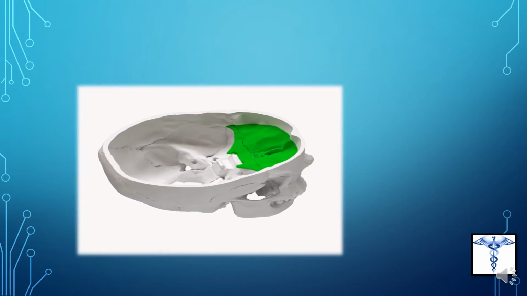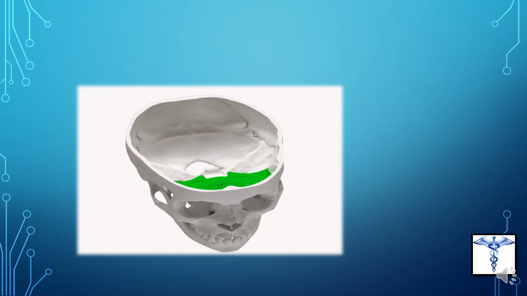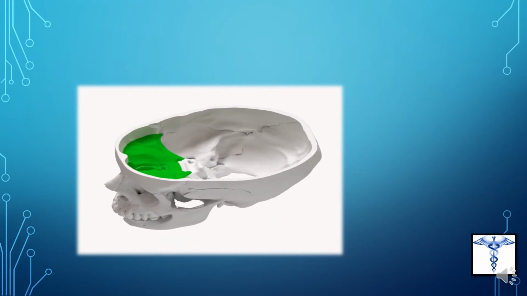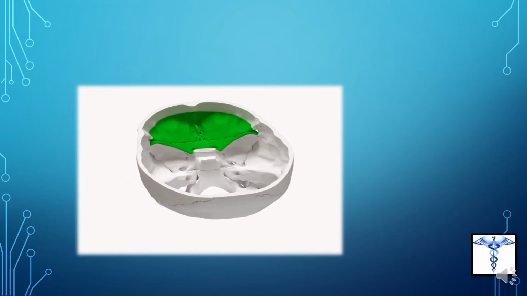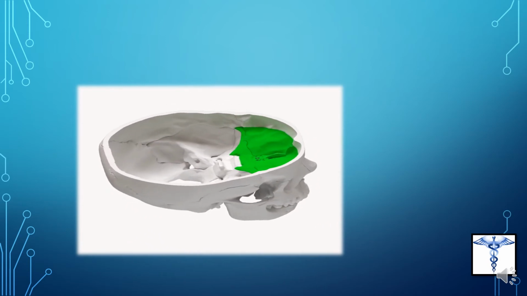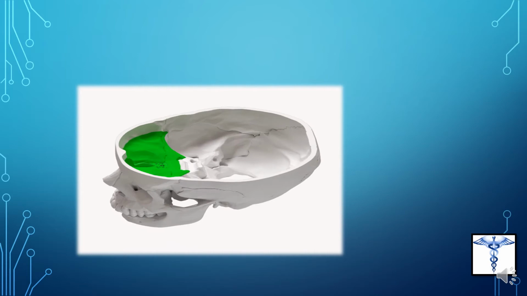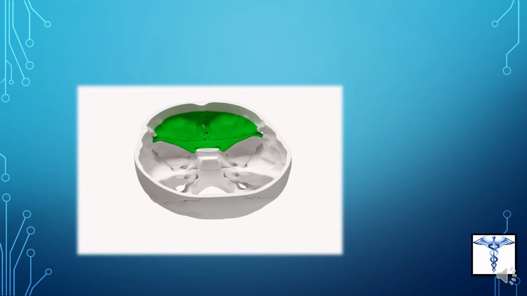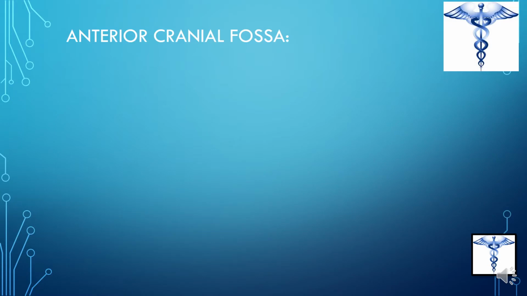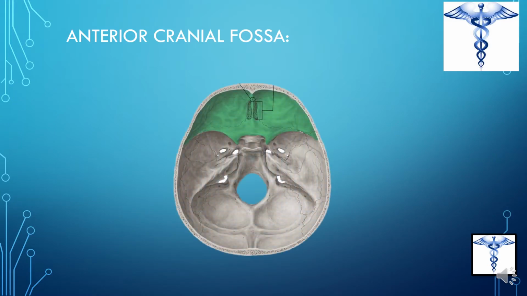The anterior cranial fossa, as I discussed earlier, lodges the frontal lobe of the cerebral hemisphere. It is bounded anteriorly by the inner surface of the frontal bone and posteriorly by the lesser wing of sphenoid. The anterior cranial fossa is separated from the middle cranial fossa by the lesser wing of sphenoid. The middle cranial fossa is separated from the posterior cranial fossa by the petrous part of the temporal bone.